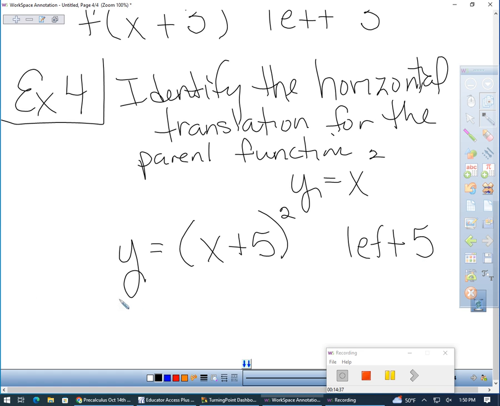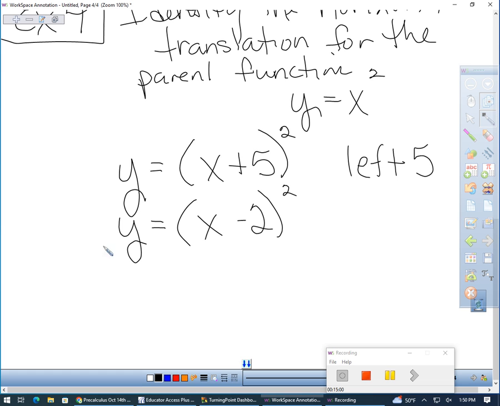How about this one? What if I said y equals x minus 2 squared? How's that one moving? Right 2. Awesome.